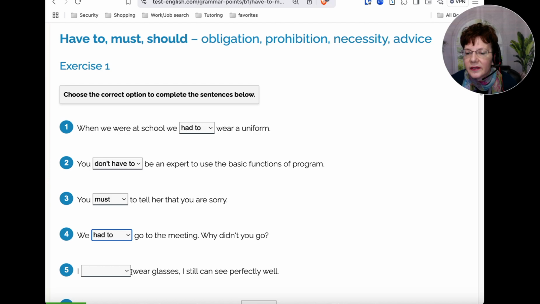Okay, let's try one more. I wear glasses. I still can see perfectly well. Shouldn't, mustn't, or don't have to. It sounds like lack of necessity here. So if you chose the last one, don't have to: I don't have to wear glasses because I can still see perfectly well. That sounds like the correct answer.